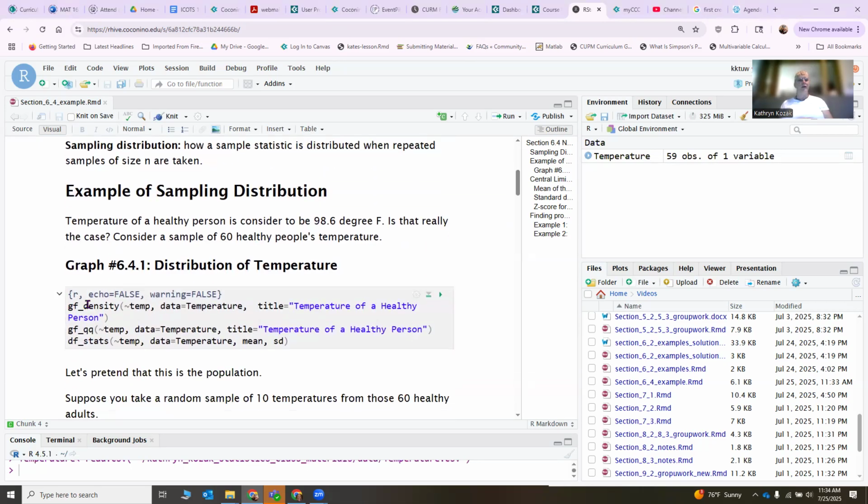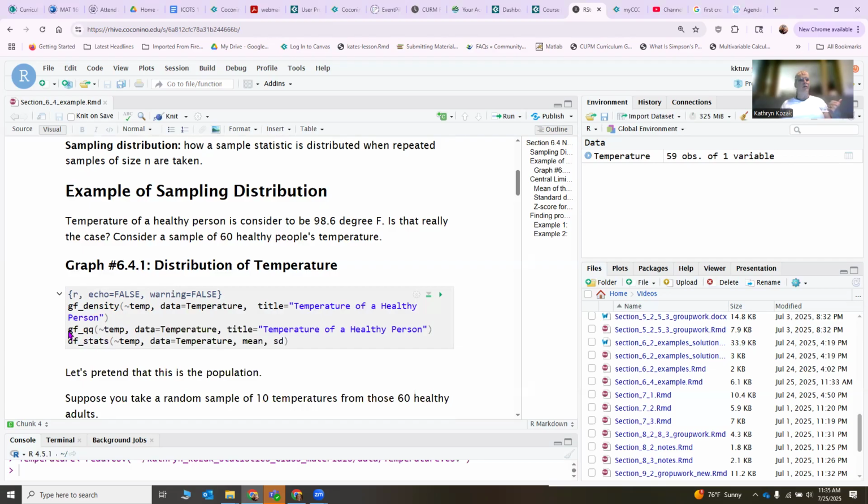So here we've got a sample. This is the sample of those temperatures. Actually, there's only 59, but that's okay. We're close enough. And so we're going to run this density plot. You use a density plot to see if the sample is from a population that's normally distributed. You want that density plot to be bell-shaped.